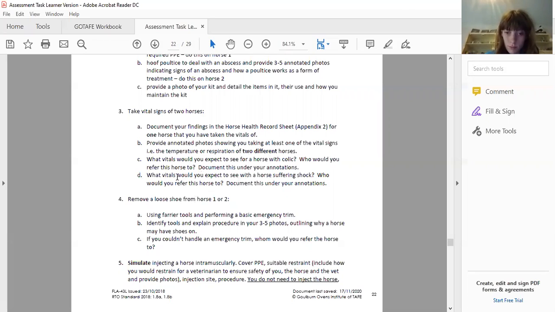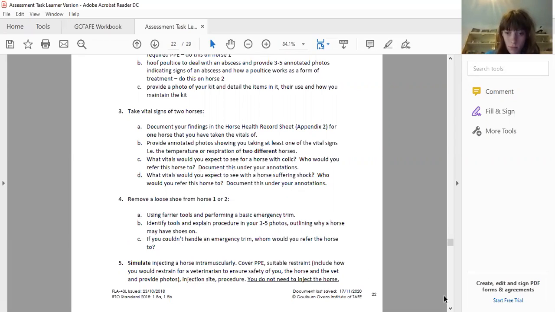Then D, what vitals would you expect to see with a horse suffering from shock? So which vitals would you expect to see, I guess, different to other vitals? Think about your mucous membranes, capillary refill color, your heart rate, temperature, those sort of things. Which ones are likely to be affected by shock or out of the normal range? And then who would you refer this to? And then again, document that underneath your annotated photos.